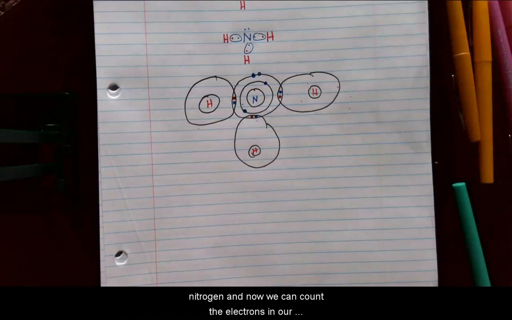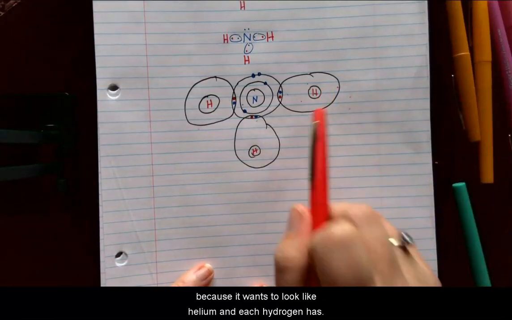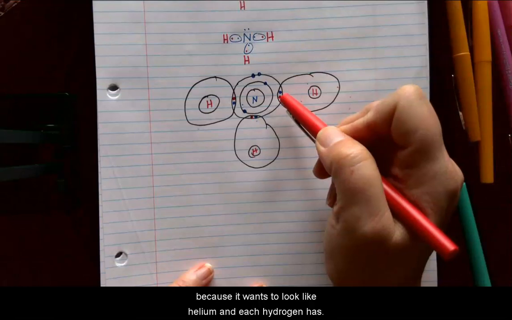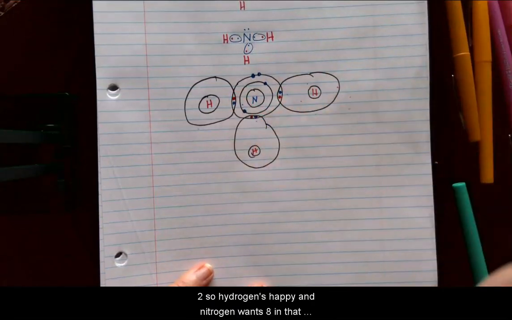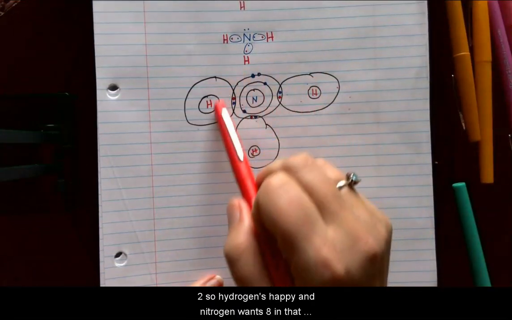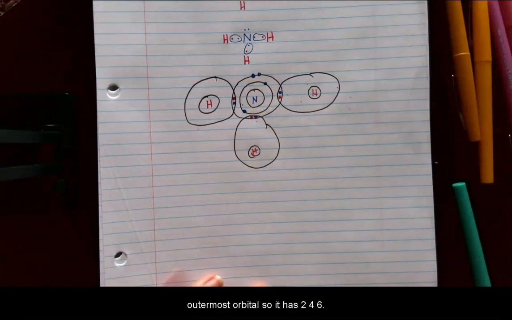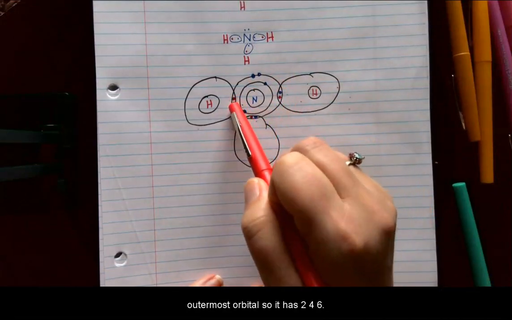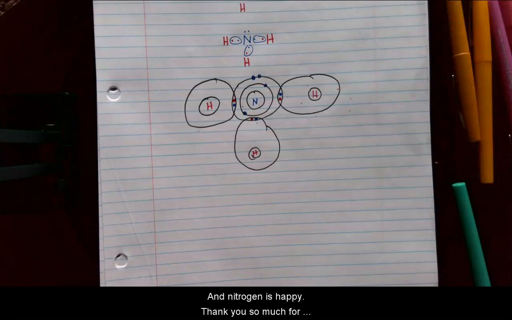And now we can count the electrons in our outermost orbital, knowing that hydrogen wants 2 because it wants to look like helium, and each hydrogen has 2, 2, 2, so hydrogen's happy. And nitrogen wants 8 in that outermost orbital, so it has 2, 4, 6, 8, and nitrogen is happy.